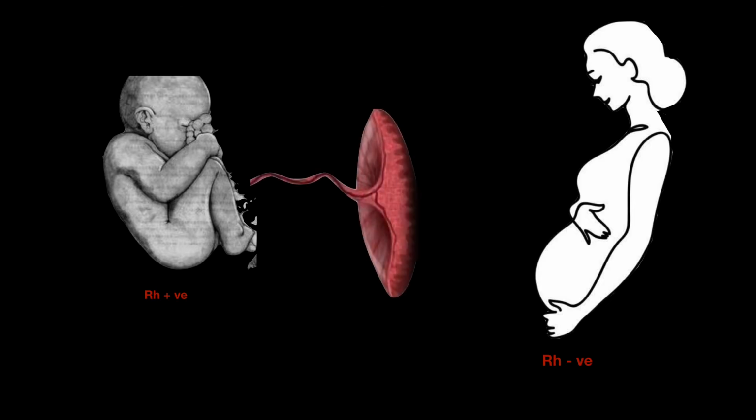Baby's blood doesn't normally enter the mother's circulatory system during pregnancy because of the presence of the placental barrier. But at the time of delivery, the placental barrier breaks and fetal RBCs get mixed up with maternal blood.